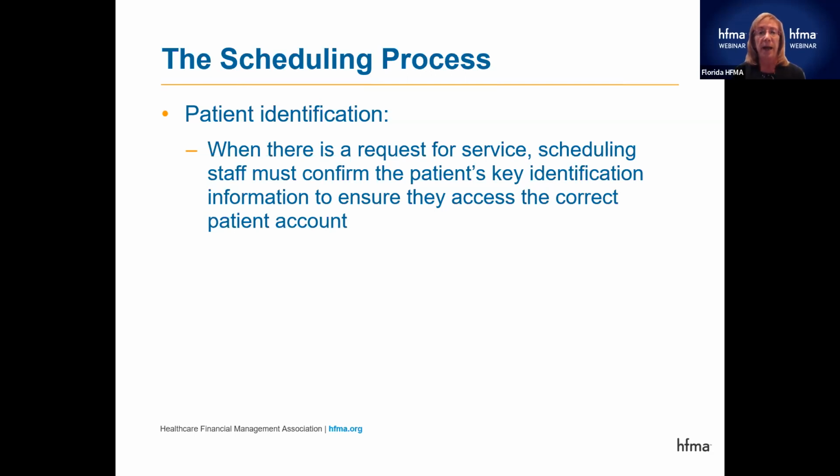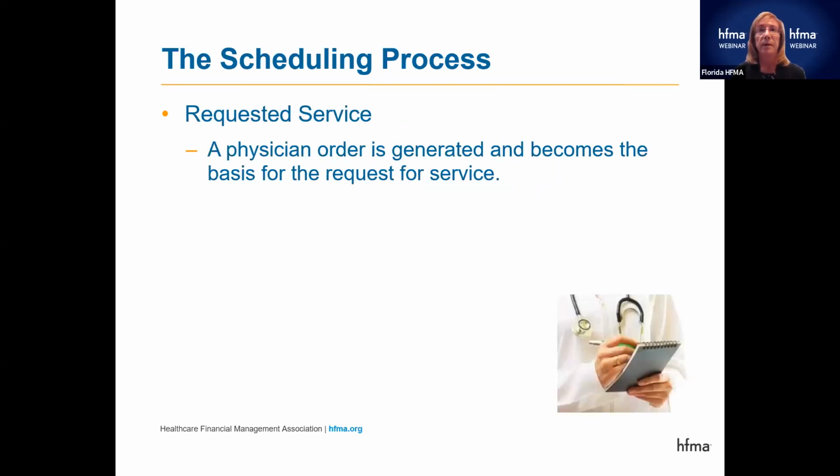Obtaining and confirming accurate patient information is extremely important in order to avoid data errors such as duplicate medical record numbers or choosing the wrong patient, which could have serious consequences. A physician order is generated and becomes the basis for the request for service. The contact for the request for service can come from the patient, the physician's office, or a service department in the healthcare facility.